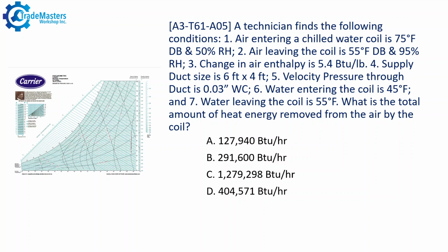Okay, the next question is specifically asking us, and this is regarding psychrometrics, A3T61-A05. Same conditions as before, but now we're asking what is the total amount of heat energy removed from the air by the coil? Seems like a sensible question, right? We want to know the capacity of the coil. How much cooling is it doing?